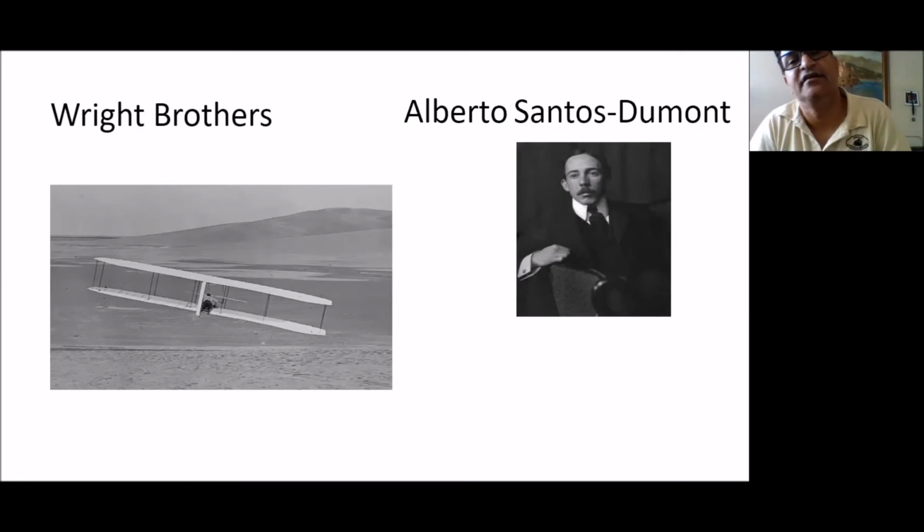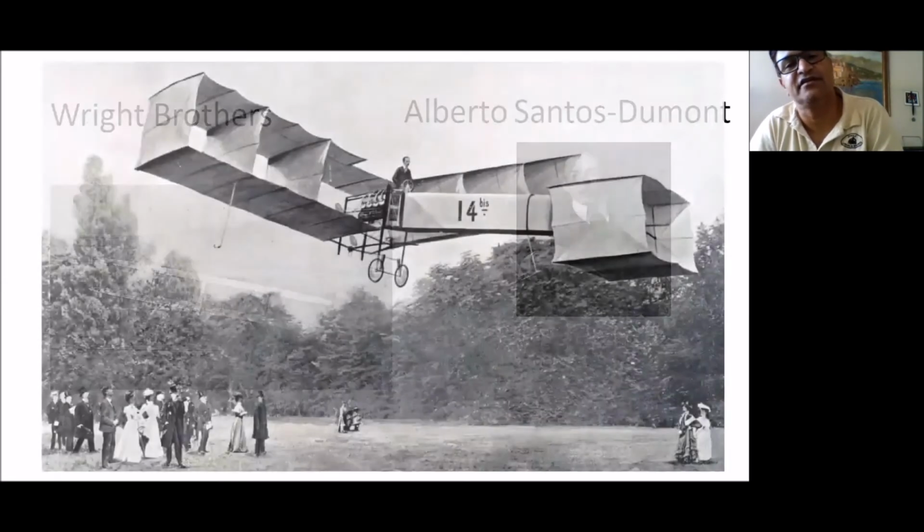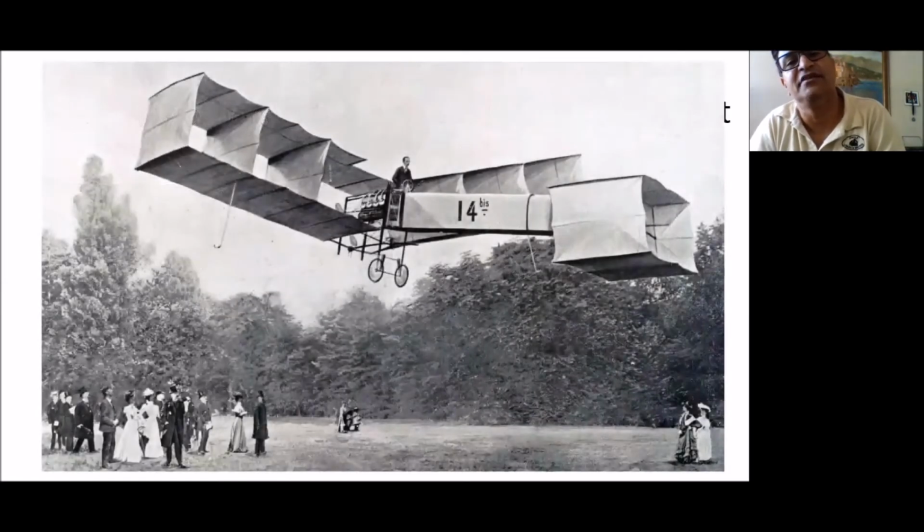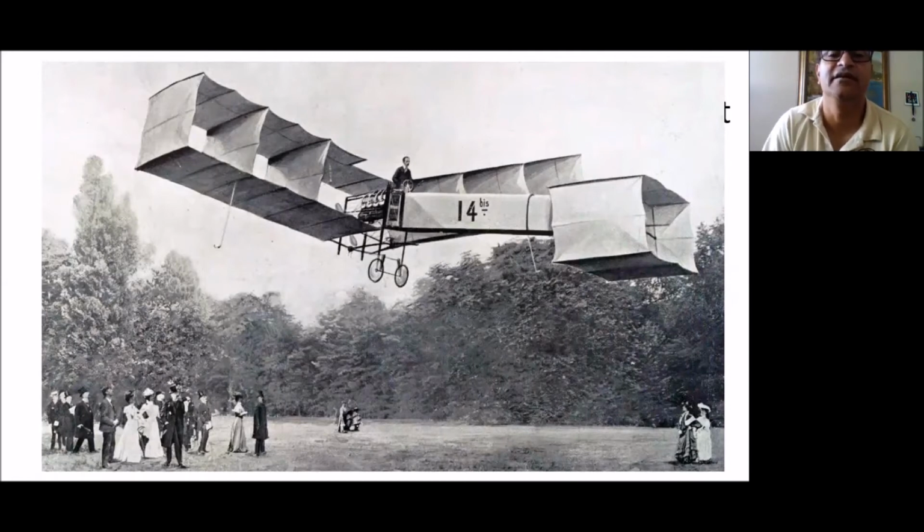Next, you can see Santos Dumont flying his plane here. It was also a biplane, but he had the elevator in front, and he's flying it standing. You can see that this is in France, in Paris actually. So at the very same time, like 1903 to 1905, he did fly, and then he landed successfully.